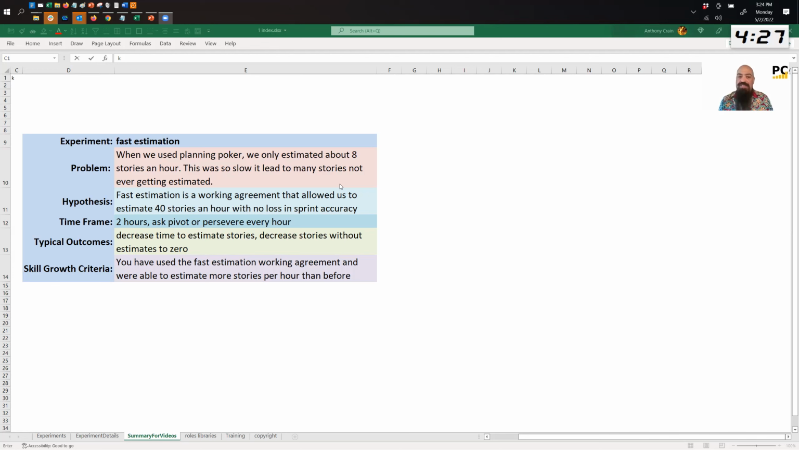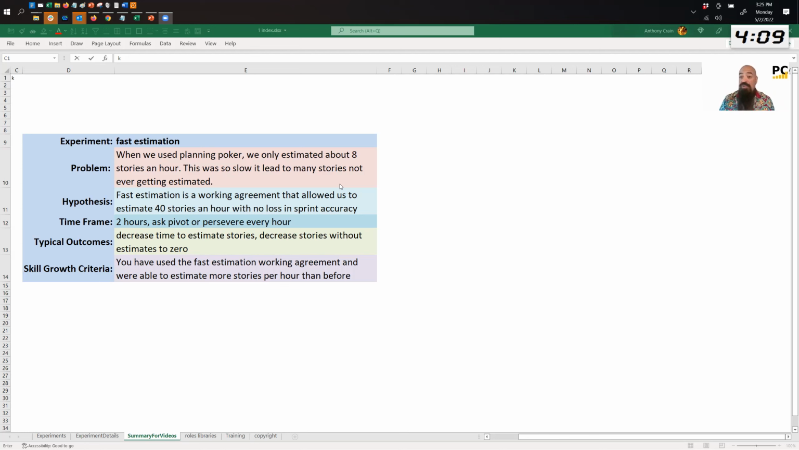So the hypothesis is that fast estimation is a working agreement that allowed us to estimate as many as 40 stories per hour with no loss in sprint accuracy. So we have the same accuracy, but now we're doing 40 stories an hour. That sounds like a win. So we think if we show other people the fast estimation, maybe it'll accelerate you as well.